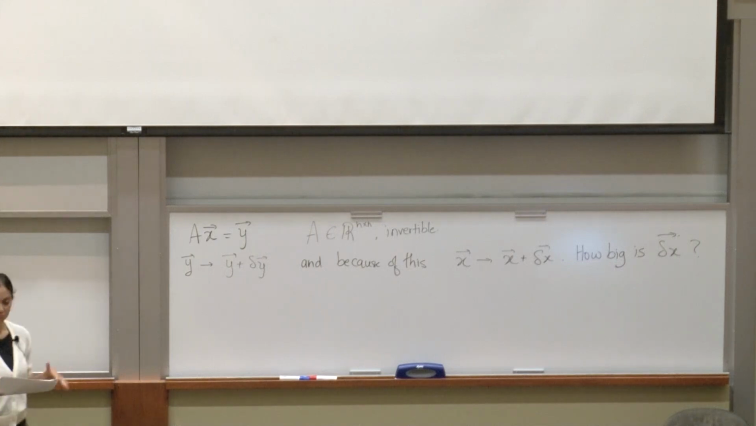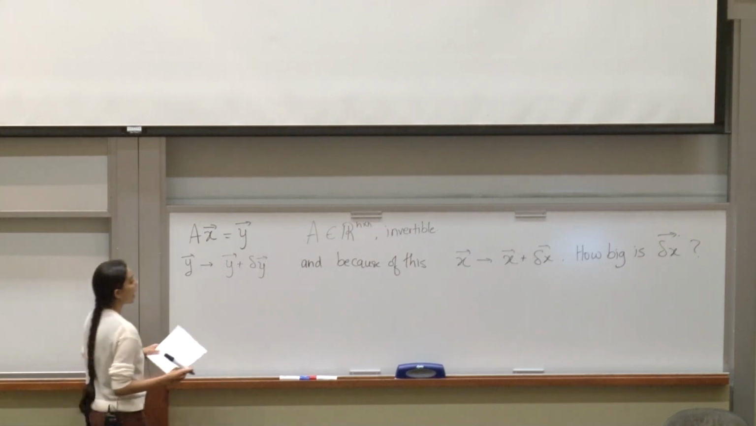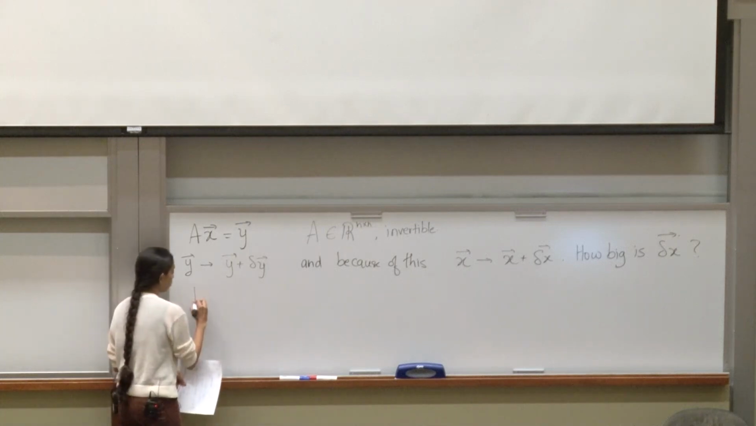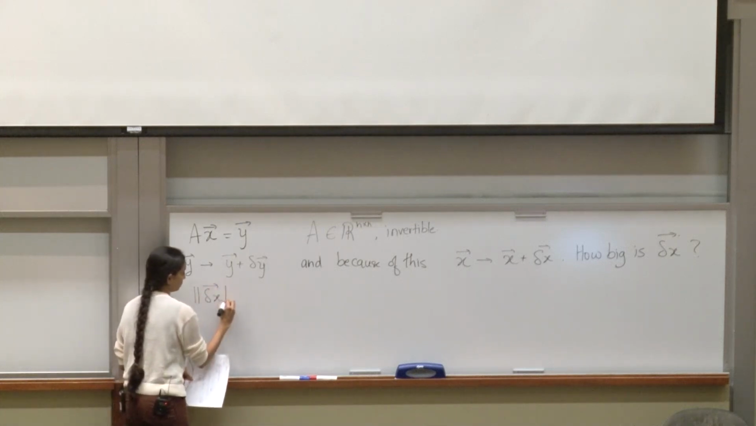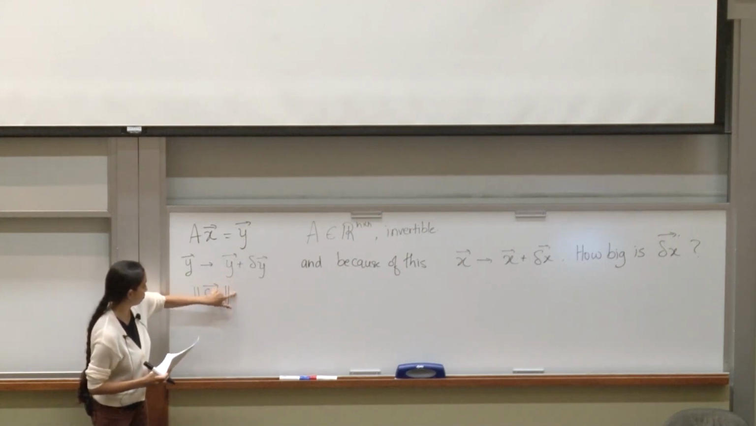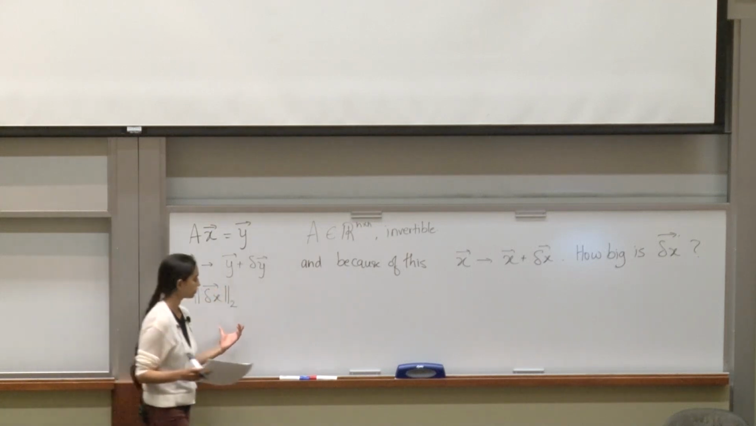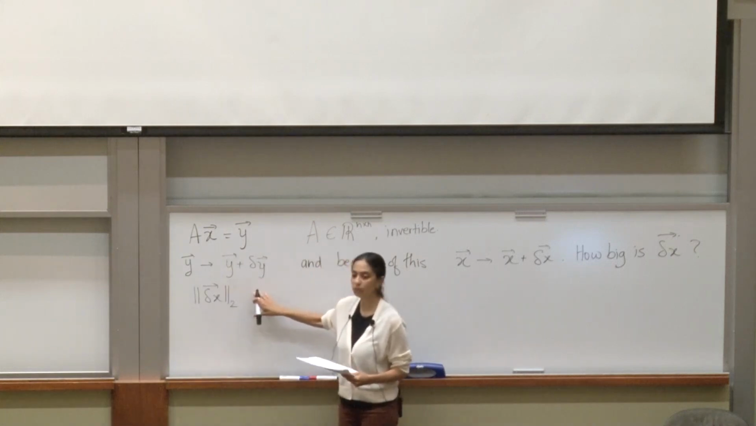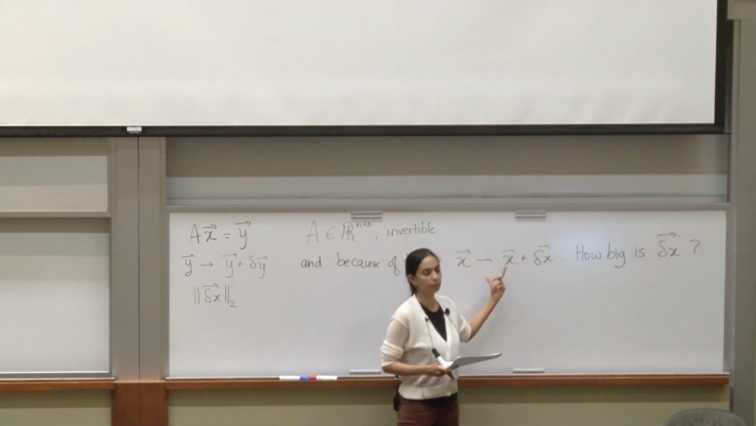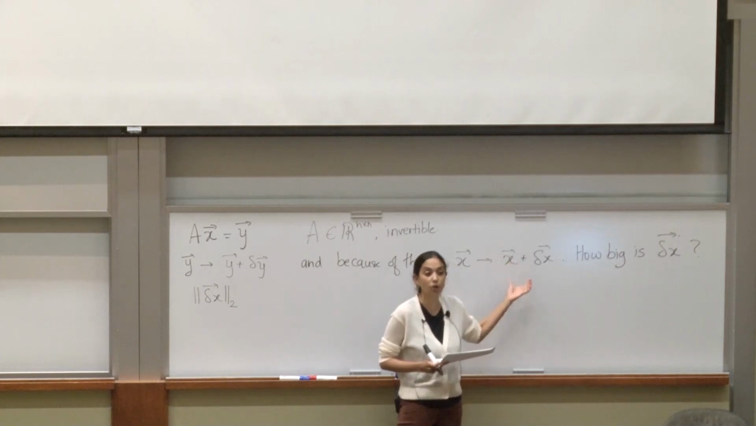Is the kind of question that we're posing clear? Yeah? Okay. And so the way we're going to think about this is we're going to think about the norm of delta x. Actually, maybe not squared. Let's just think about the 2 norm. Okay? And we want to think about this in relation to the perturbation delta y, as well as in relation to the value of x itself.